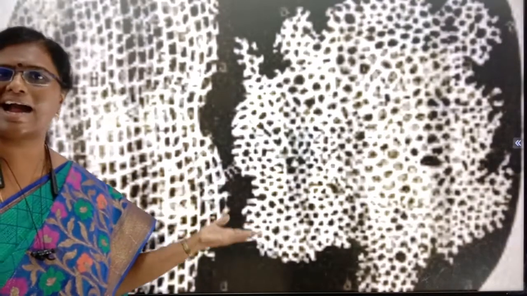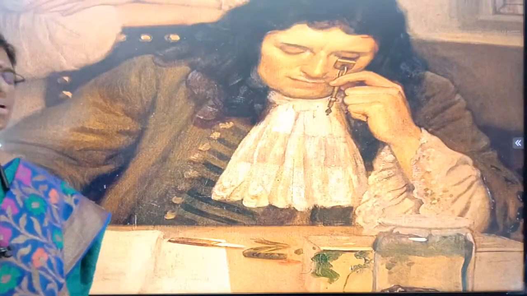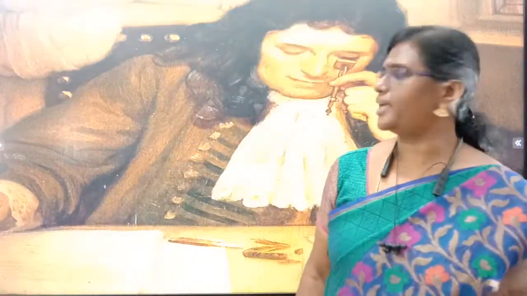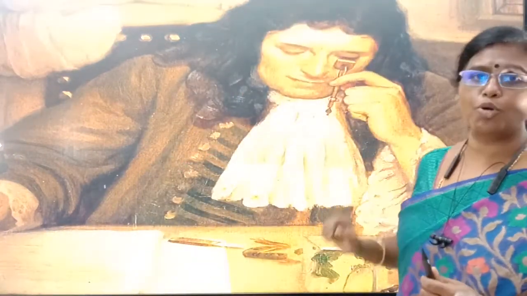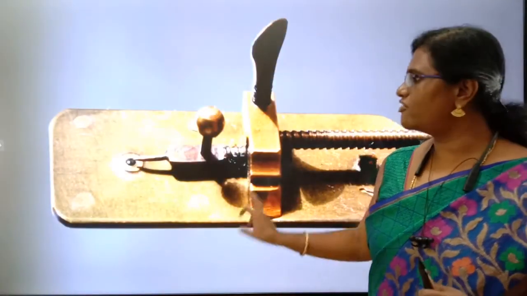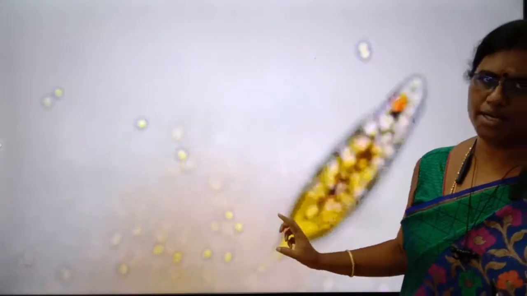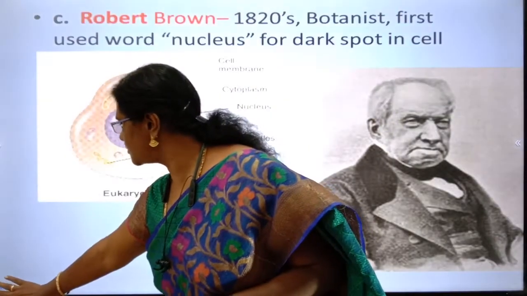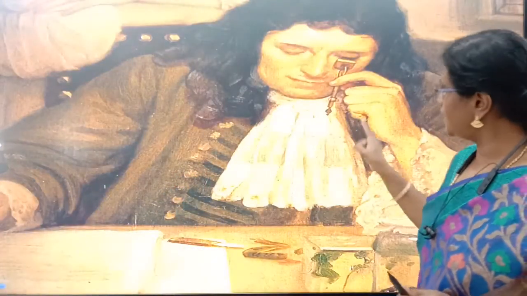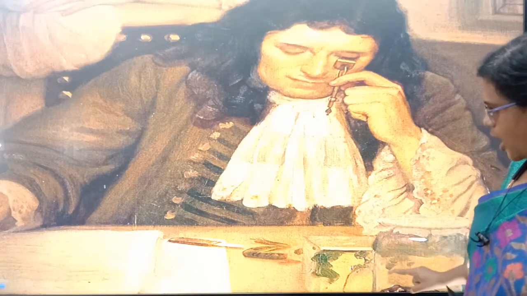With the help of his simple microscope, he focused on cork and observed the cells. Can you guess who this is? He is Anton van Leeuwenhoek. He is the person who discovered the improved microscope. In this image, you can clearly see this improved microscope. With his improved microscope, he saw free living cells in pond water. You can see in the previous picture, he is using this microscope and this is the pond water kept there.